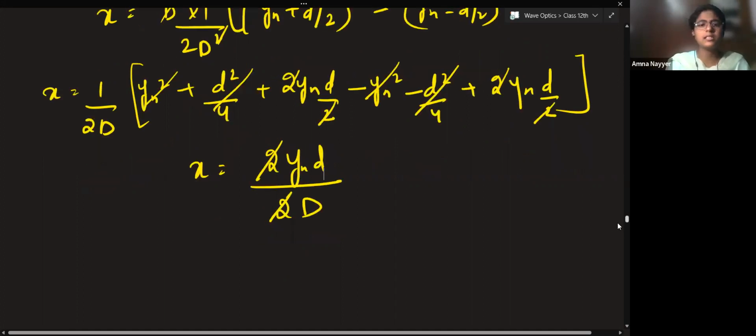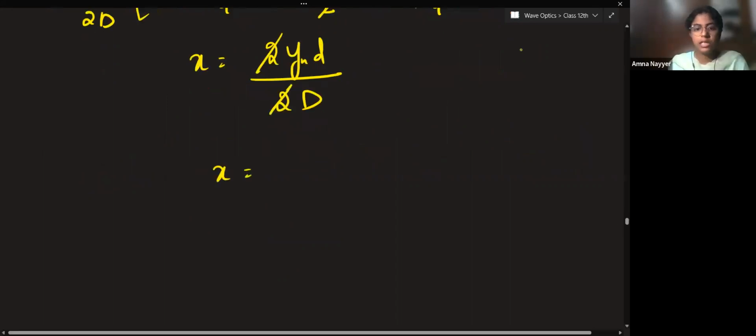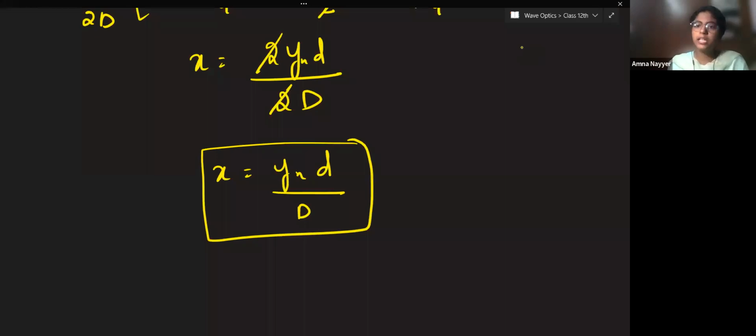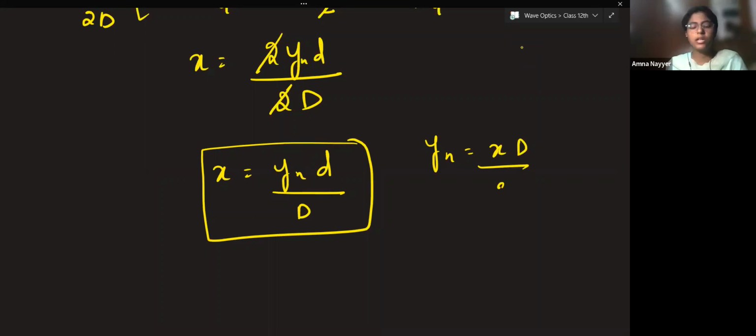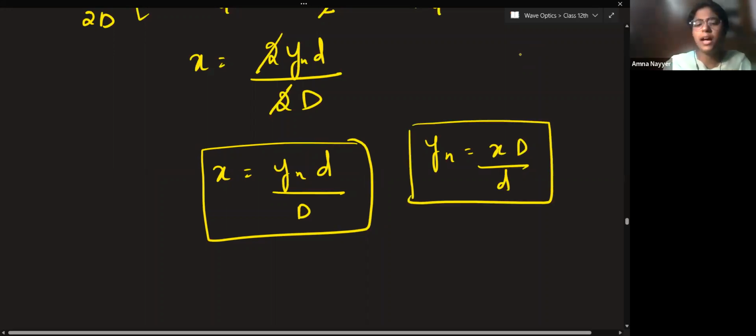So this x is equal to path difference, is equal to linear separation into the separation between the slits divided by the screen distance. And from here only you can write the expression of yn, which is xD by d. This is the linear expression of any fringe. So if you have first fringe, second fringe, any fringe, you can calculate it from here only. So yn is equal to xD by d. Now from here, whatever you want to calculate, you can calculate it.